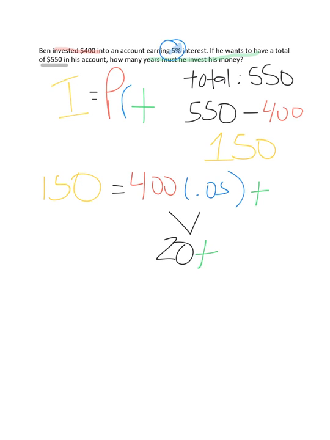t, and then we have 150 on the left side of our equation. Last but not least, we'll divide each side by 20. And once again, we're dividing by 20 because we want to isolate our variable t. If we do 150 divided by 20, we end up with 7.5.